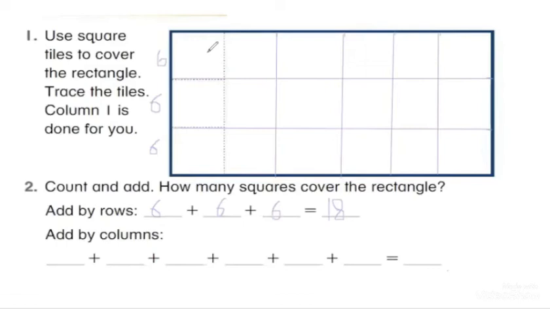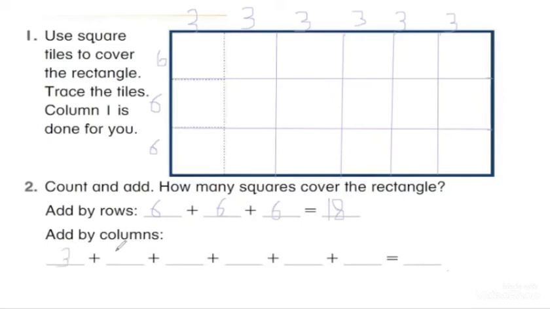How many now I want to know? How many square tiles inside each column? I want to add by columns. So how many columns we have? We have 6. But how many square tiles inside each column? Just count with me. 1, 2, 3. What I will do now, I will write 3 here. 3, 3, 3, 3, 3. So what I will write here? By columns, I will write 3.